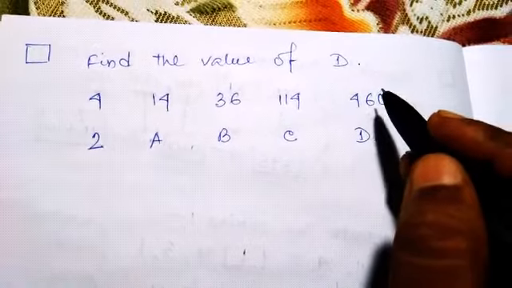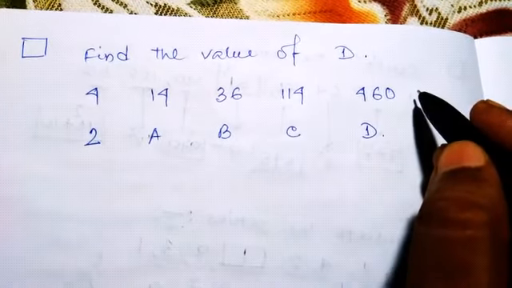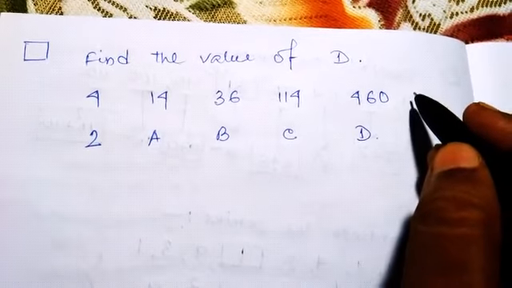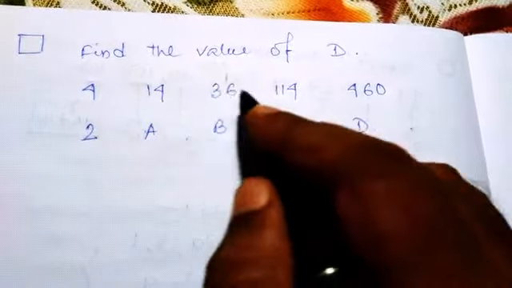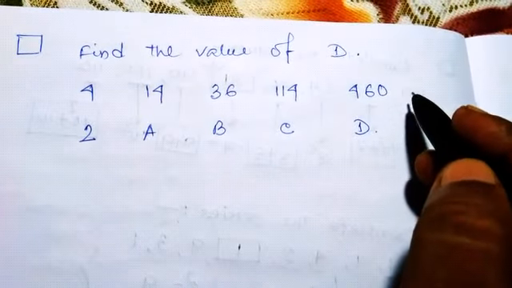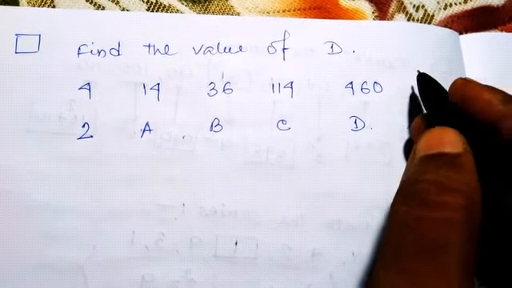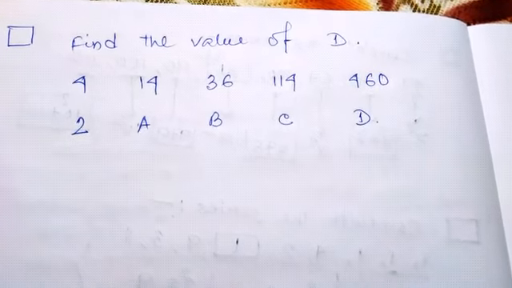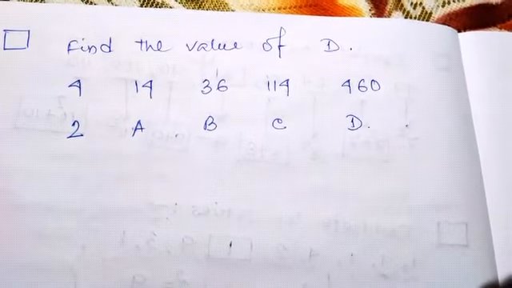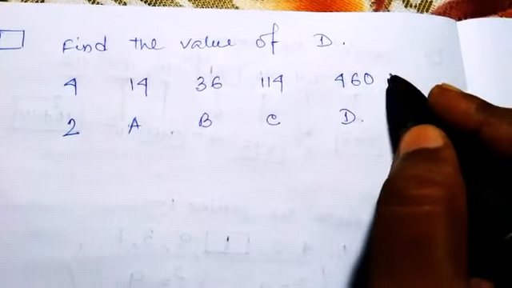Find the value of D. In this two-line series, at first you have to understand the sequence of the first series, and then you have to follow the sequence and find the values of A, B, C, D with the same sequence. Okay, so now let us try to find the sequence of the first series.